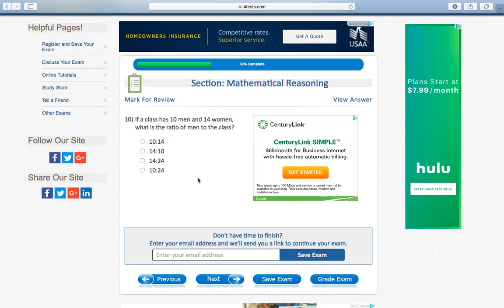So we'll keep going here. We're on number 10. If a class has 10 men and 14 women, what is the ratio of men to the class? The key part here is that you read "to the class," not men to women. The ratio of men to women is clearly 10 to 14, but the class has 24 people in it. 10 plus 14 is 24, so the ratio is going to be 10 to 24.